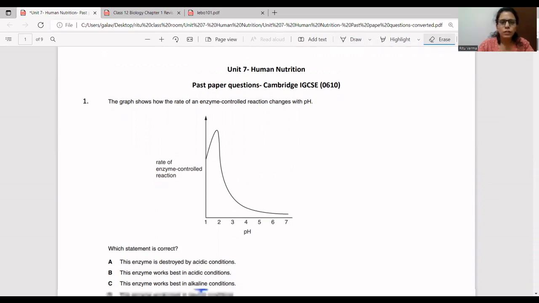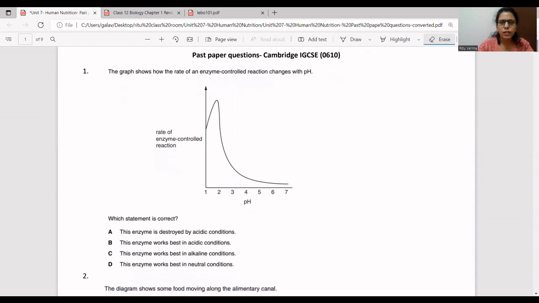If you look here, the first question is, the graph shows how the rate of an enzyme controlled reaction changes with pH. In the graph they have given the rate of enzyme controlled reaction and this one is pH. This particular line represents the rate of reaction. By looking at the graph itself, you can identify the rate of reaction is highest at pH 2. That means the enzyme works best in acidic condition. And as the pH increases, that means as the solution becomes less acidic, the rate of reaction decreases.